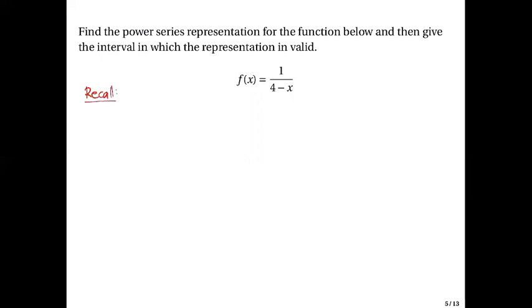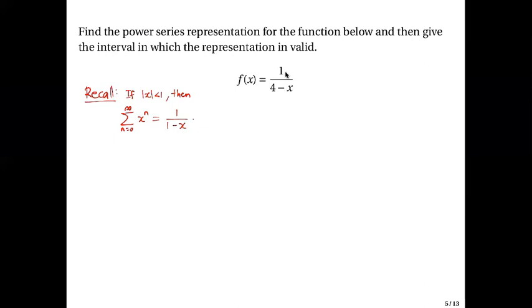So we know that if the absolute value of x is less than 1, then we can look at the series x to the n from 0 to plus infinity. And we know this is just a geometric series, and since the absolute value of x is less than 1, we know that this is equal to 1 over 1 minus x.